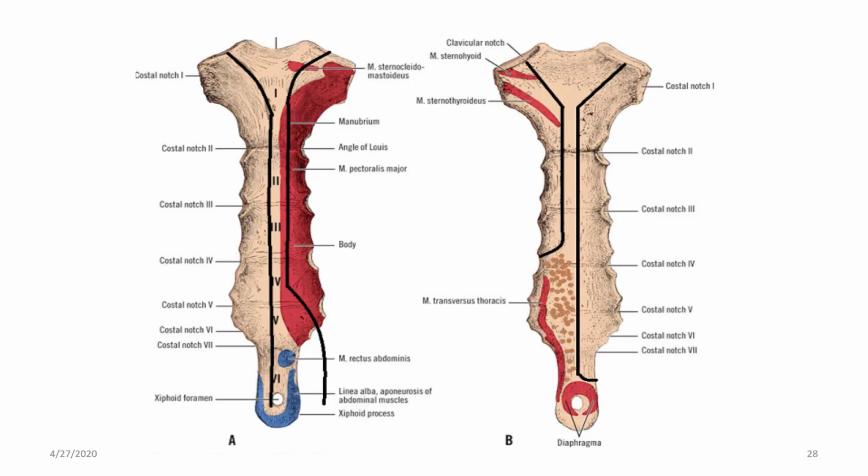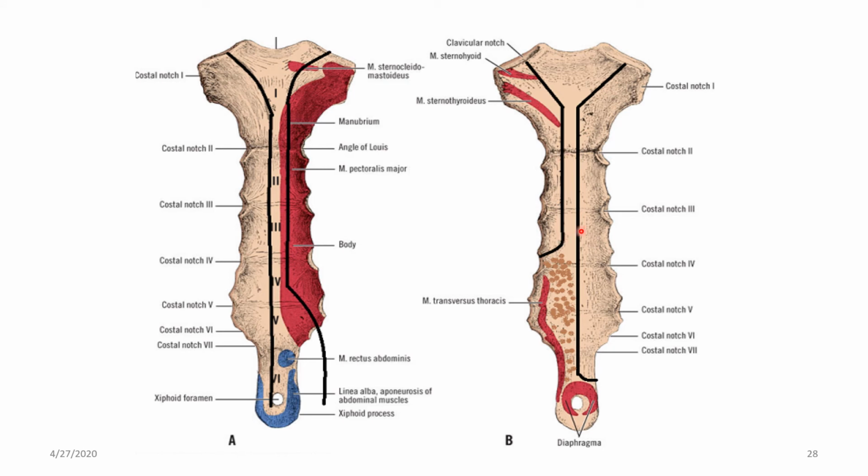And same thing, you can study the attachments of the muscles, the sternal head of sternomastoid. Then you can see the extension of the pectoralis major muscle and the lines of reflection of the pleura on the right and left sides in relation with the anterior surface, and the attachments of the rectus abdominis, the linea alba and the aponeurosis of abdominal muscles in relation with the xiphoid process.